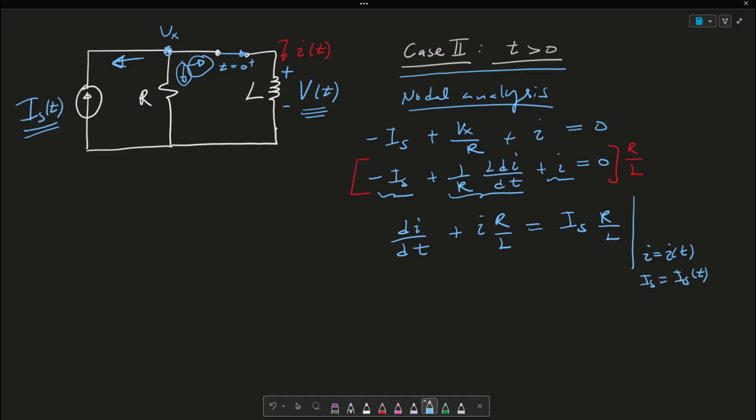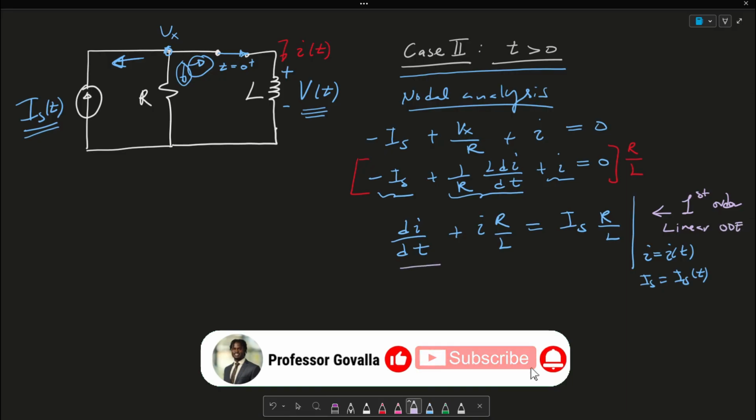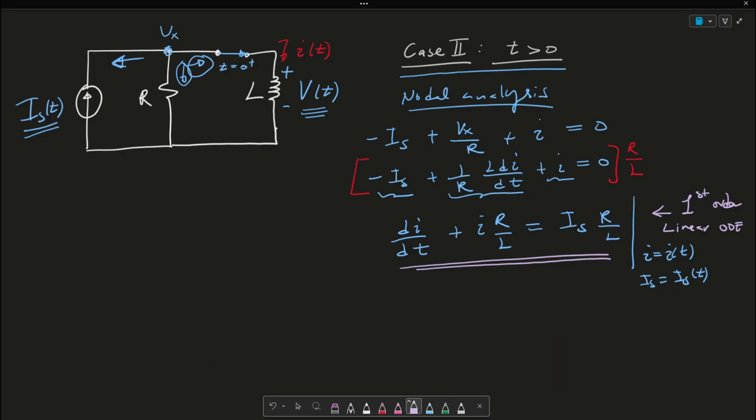So let's not forget that. So then we want to note something about this equation and say that this is a first order linear ordinary differential equation. And essentially, this is the equation that we want to solve for. So then let's keep going on this side here.